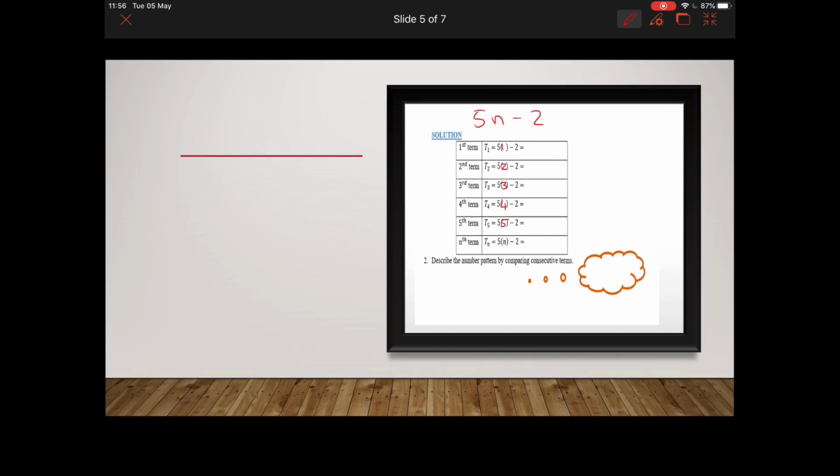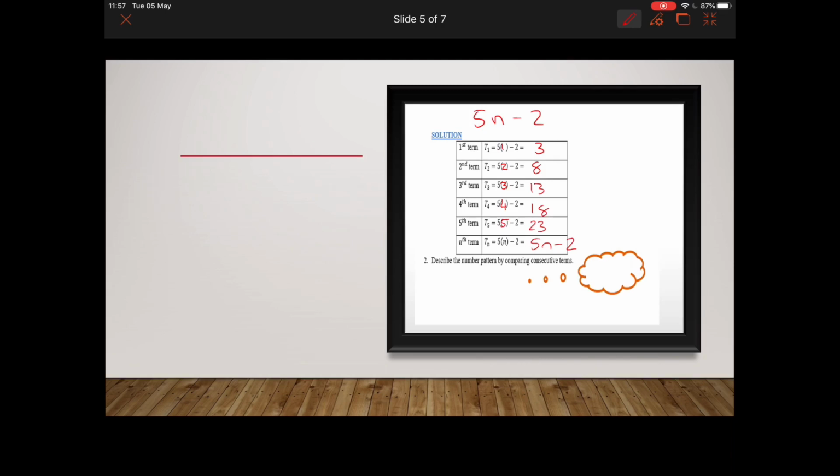So 5 times 1 is 5 minus 2 is 3. 5 times 2 is 10 minus 2 is 8. 5 times 3 is 15 minus 2 is 13. 5 times 4 minus 2 is 18. 5 times 5 minus 2 is 23. And then if you go and you substitute n into your equation, you'll actually get your whole formula. So 5 times n is 5n, and then minus 2, because I can't do anything further because they are unlike terms. So then the second question says, describe the number pattern by comparing consecutive terms.